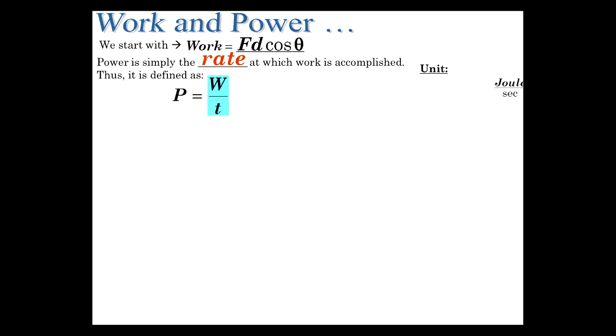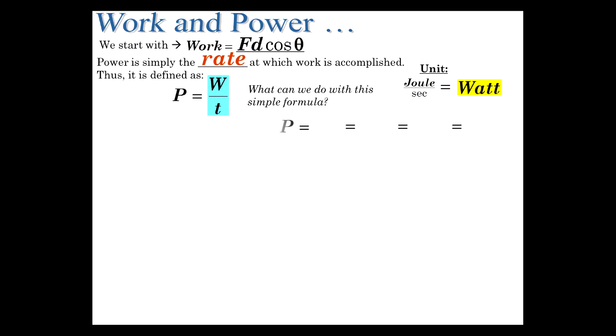The unit for power: a joule is the unit for work, and the standard unit for time is the second. Now, a joule per second has a specific name, and that is the watt. So the watt is a joule per second. It is the standard unit for power.